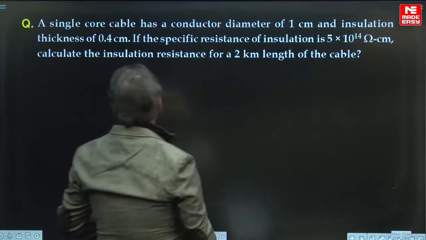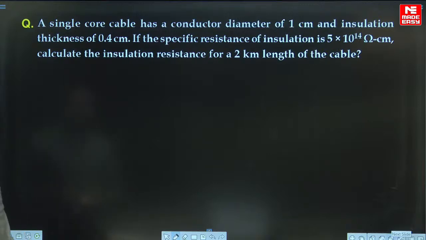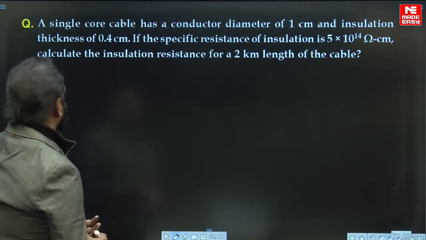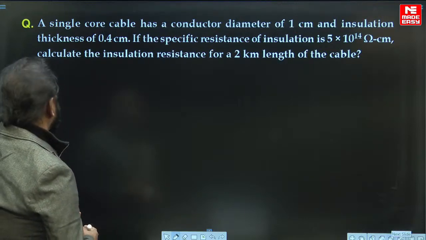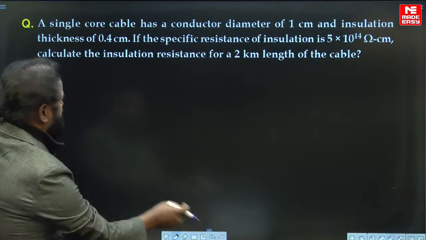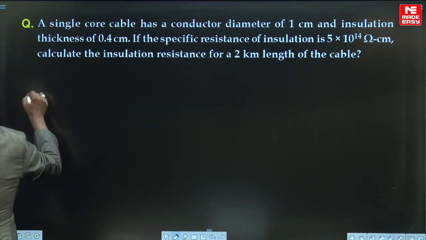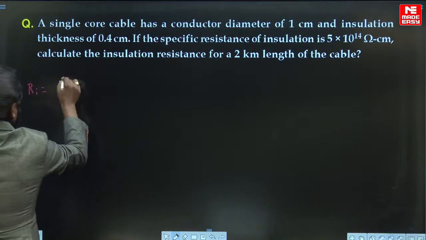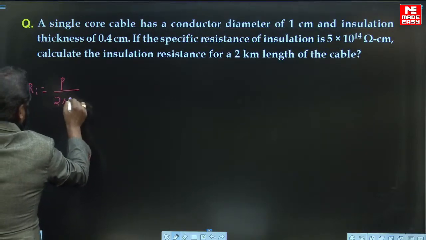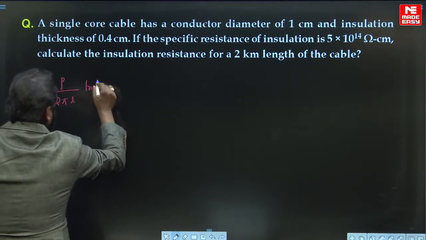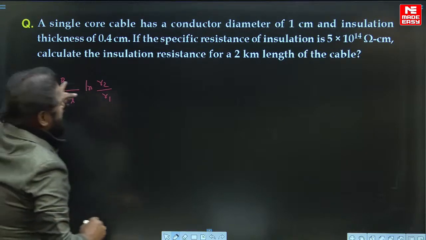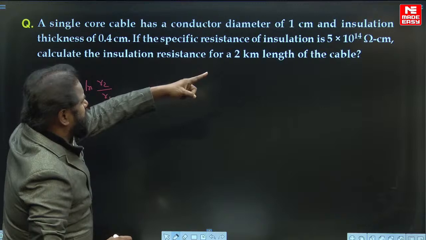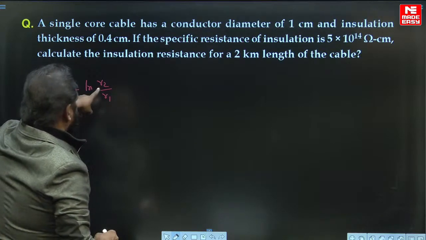Okay, next. A single core cable has a diameter of 1 centimeter and an insulation thickness of 0.4. If the specific resistance of the insulation is given, calculate the insulation resistance for 2 kilometers of cable length. So insulation resistance Ri is equal to rho by 2 pi L into ln R2 by R1. It is a simple substitution. Rho is given as 5 into 10 to the power of 14. L is given as 2 kilometers.